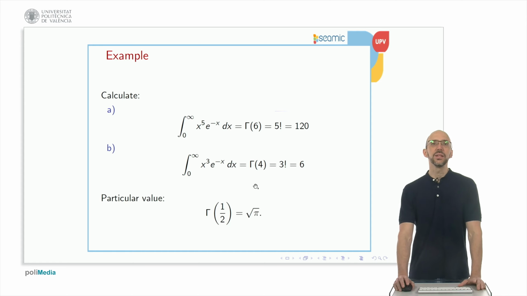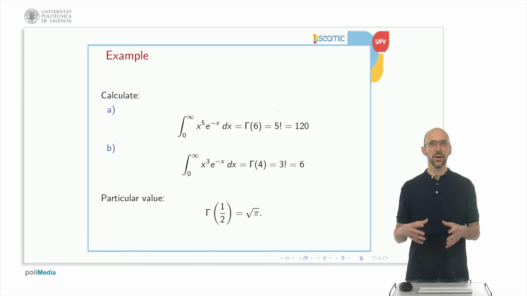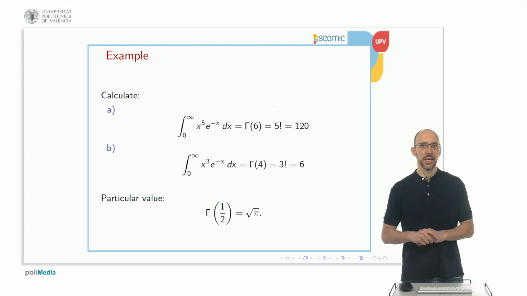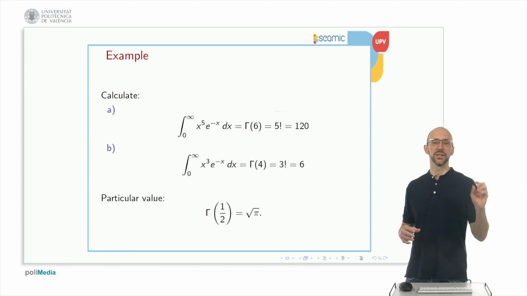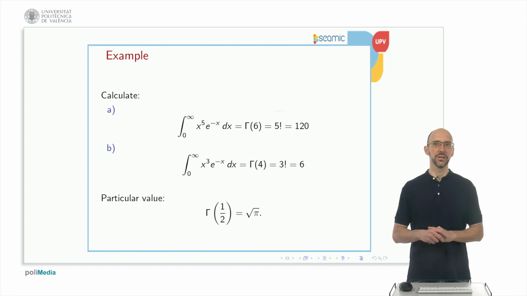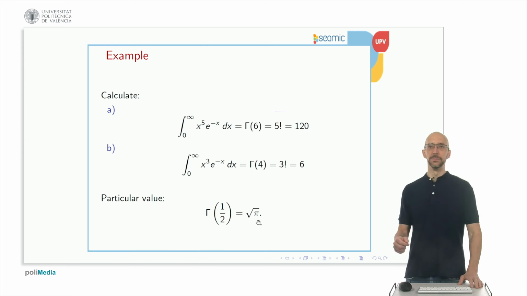Another property. This I told you, or if I didn't tell you, I'm telling you now. Gamma is a generalization of the factorial function. It can be calculated with numbers that are not natural numbers. How are we going to do that? Exactly with the same properties we saw before: the recurrence property and this one, gamma of 1/2 equals square root of pi.